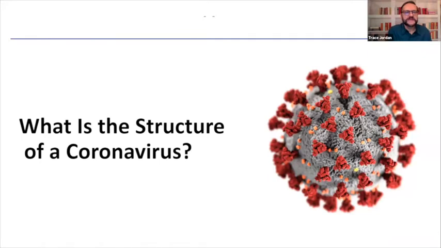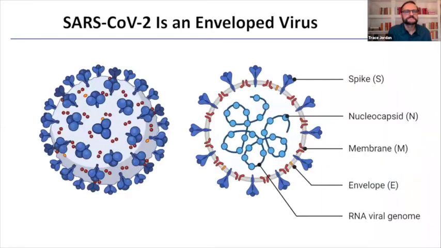Now let's ask ourselves, what is the structure of a coronavirus? What does it look like? What are its components? The diagram on the left shows a schematic view of a coronavirus. Essentially, it looks like a ball with blue spikes protruding from it.